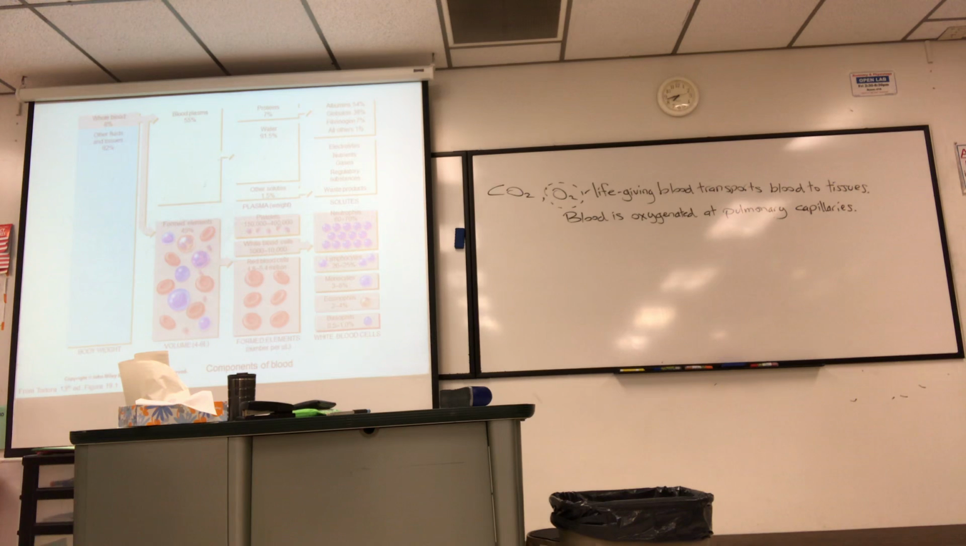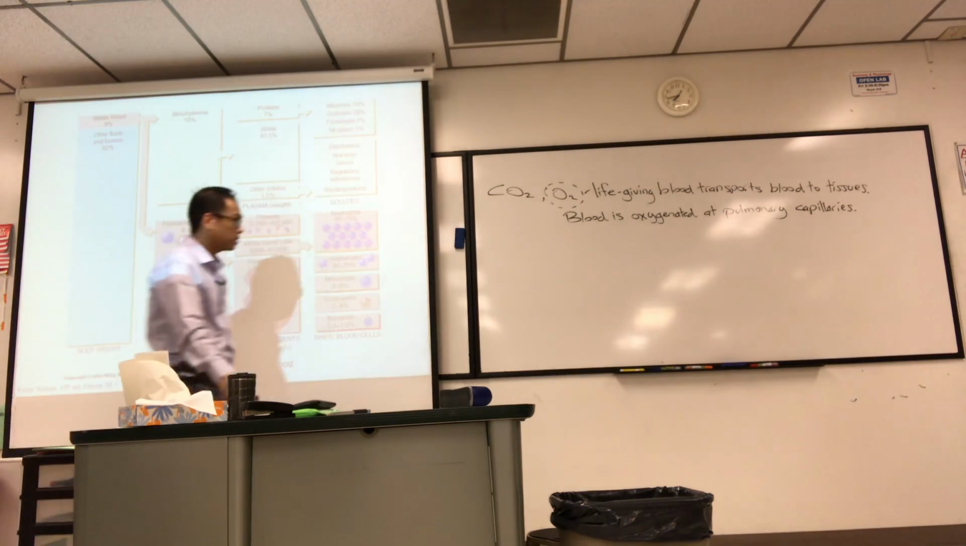This slide shows you the breakdown of the subfractions, and what you see on the far left here is whole blood, about 5 liters. It's actually not very much of your body weight. It's about 8%. You have a lot of other fluids in your body, 92%, that is not blood, which is quite remarkable, that you only have these 5 liters that circulate and keep you alive for your whole life.